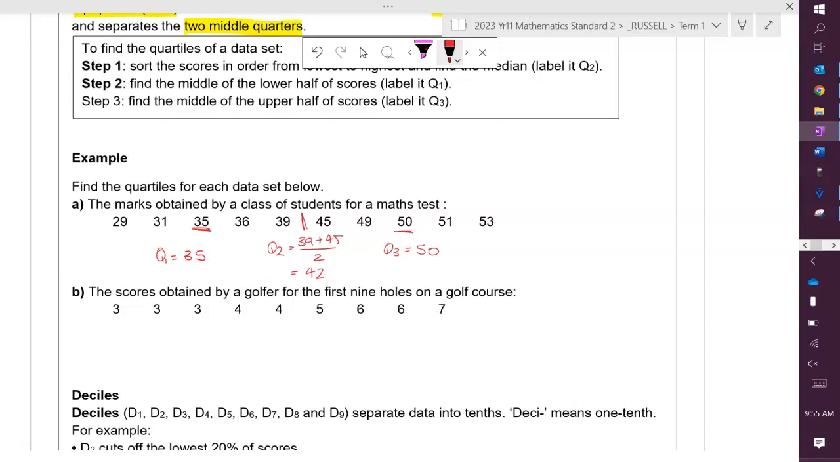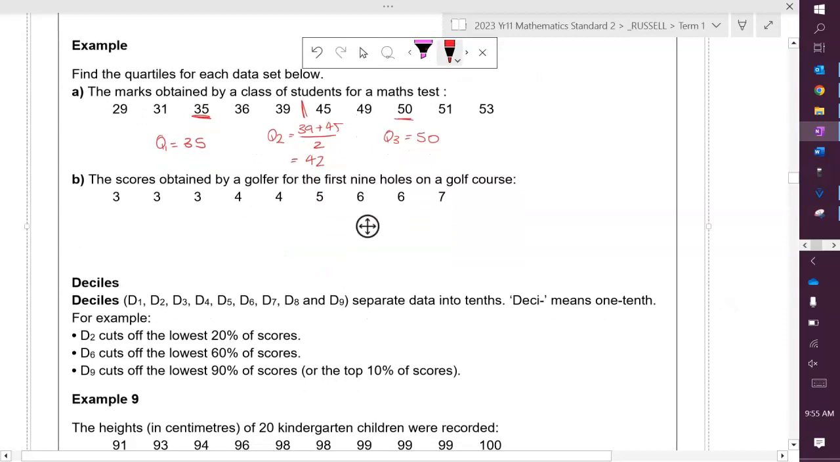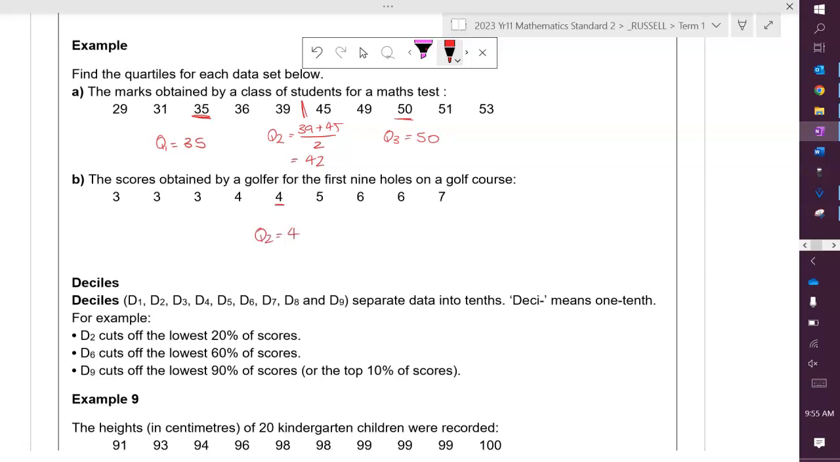I then have the scores obtained by a golfer for the first 9 holes on a golf course. There are 1, 2, 3, 4, 5, 6, 7, 8, 9 scores, so I'm looking for that middle number, which is going to be my 5th score. So my Q2 is 4. What I'm then looking for, if I have 4 numbers below here, is halfway between the middle two. If the numbers are the same, it's pretty simple. It's just going to be the same number. But if they're different, we would have to do what we did with our median up above here. So same here, here's my 2 middle scores. So my Q3 is 6 again, because those 2 numbers are the same.